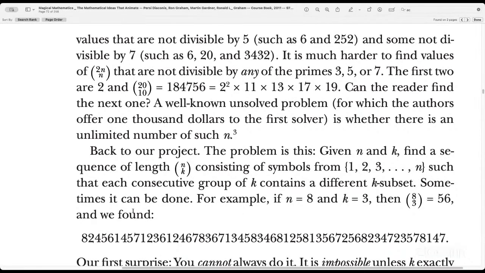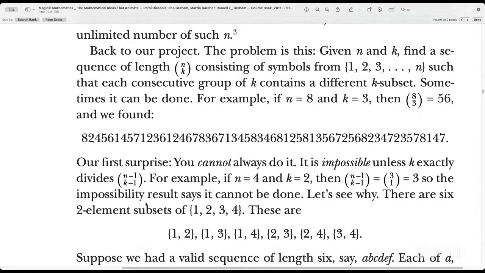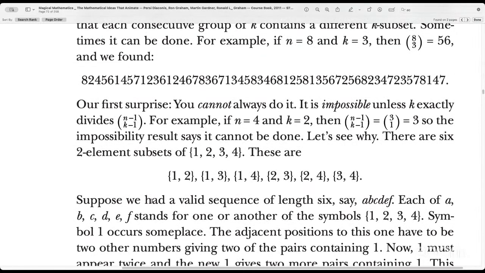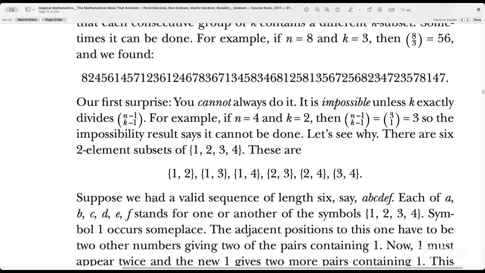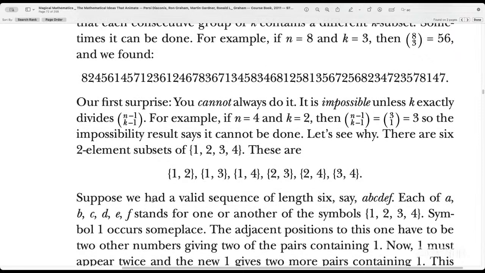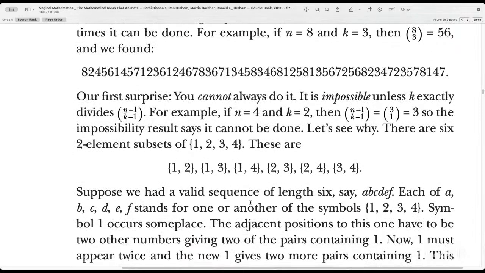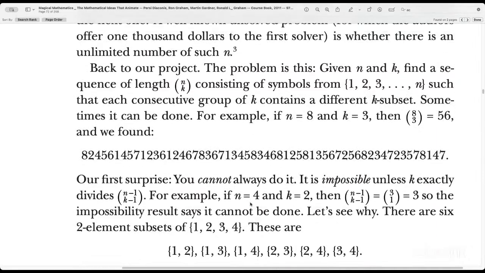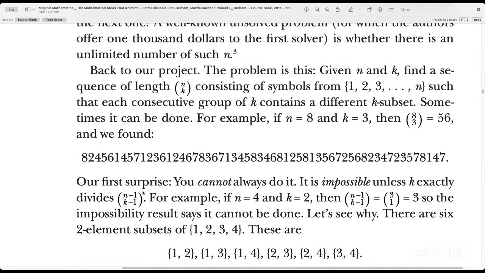It turns out that it's not always possible to do it, and there's a nice argument for when it's impossible, and it's not clear if this is a characterization. So they argue this with an example, but I think I can tell you in general terms.